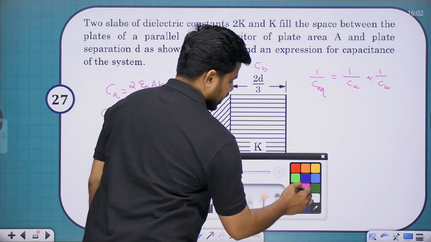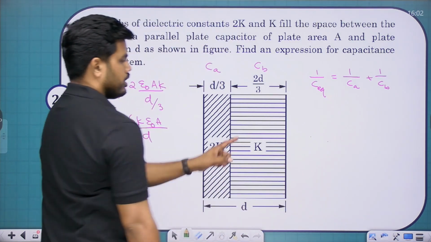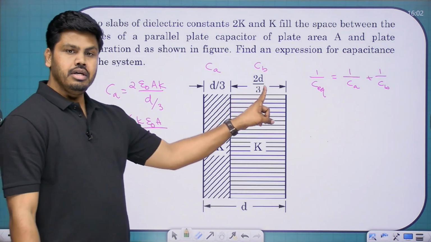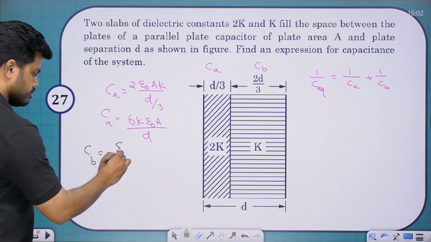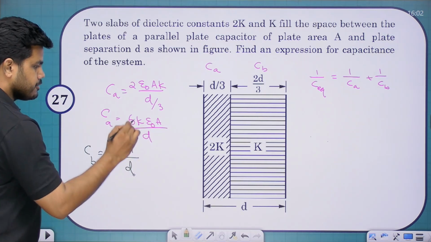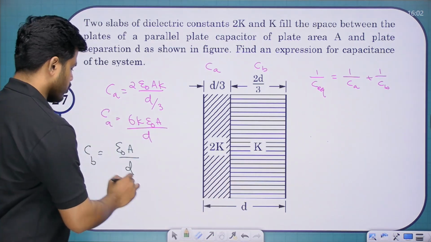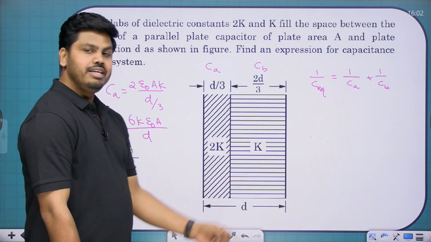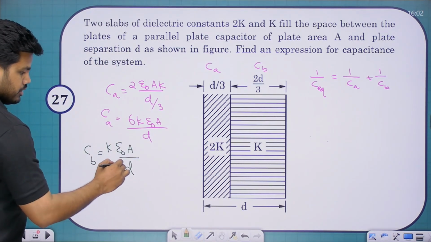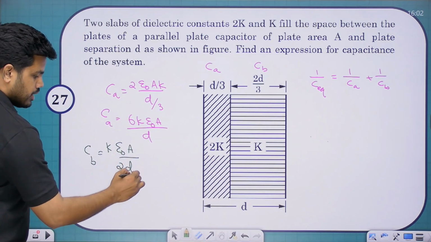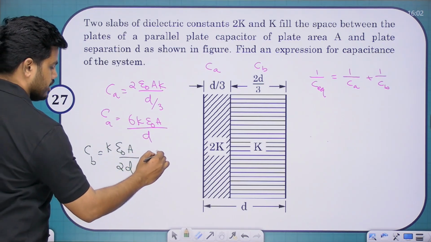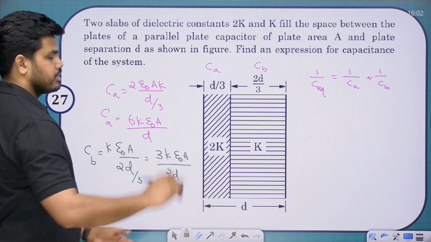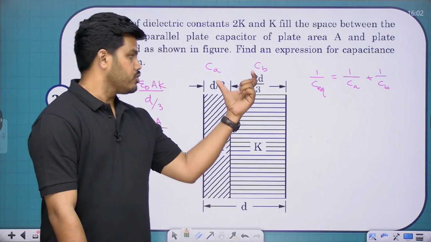Okay, can you help me to write the expression for capacitance of CB also? What is CB? CB is epsilon 0 A by D in the same way, but it is filled with another dielectric material of K. So K times epsilon 0 A, and look at that, D is 2D by 3. A is the same. So 2D divided by 3. So that 3 comes up, we get 3K epsilon 0 A divided by 2D. These are the two equations, CA and CB.